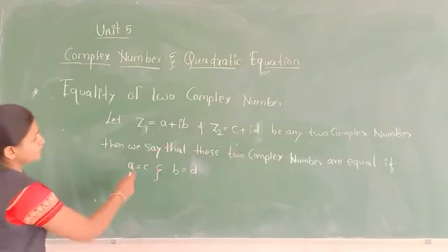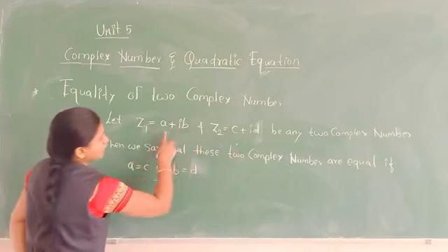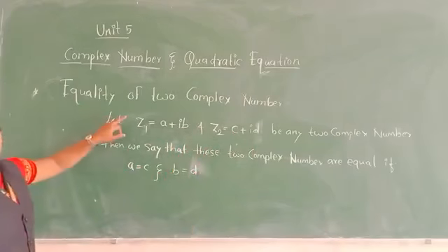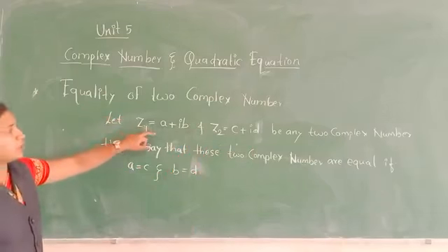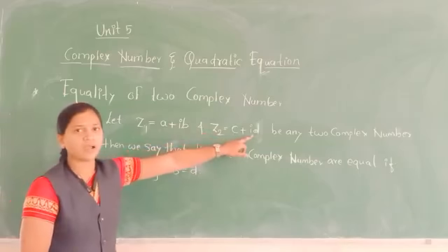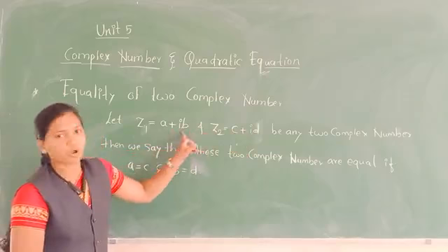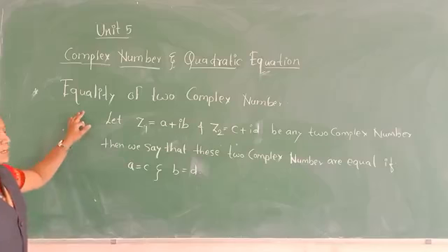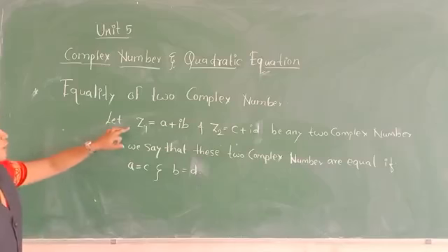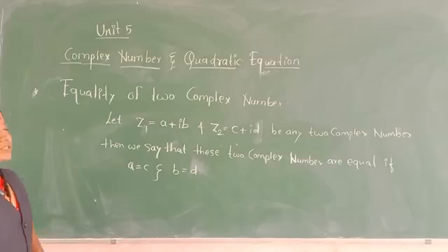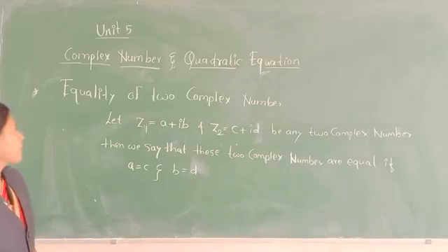We take them together: a is equal to c and b is equal to d. Then we say that these two complex numbers, z1 is equal to a plus ib and z2 is equal to c plus id, are equal. So this is the definition of equality of two complex numbers. Next, I am going to discuss the algebra of complex numbers.